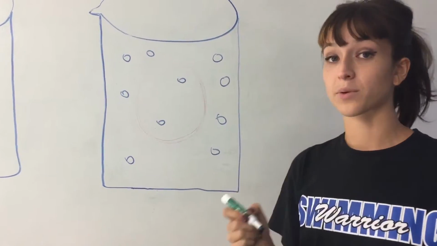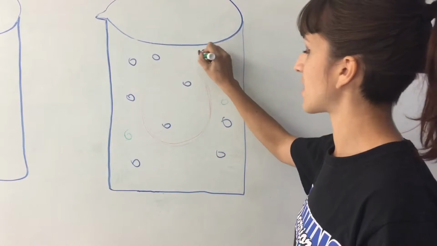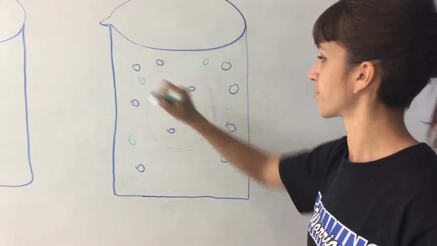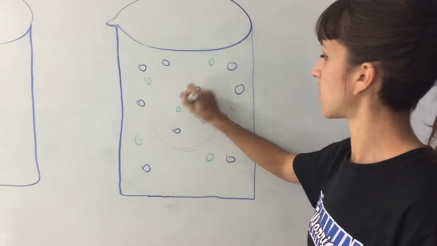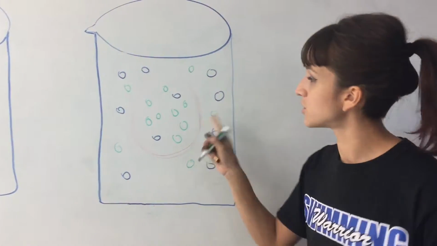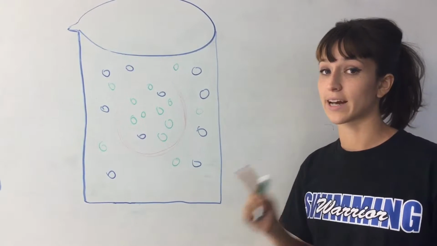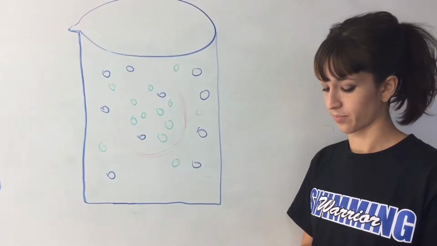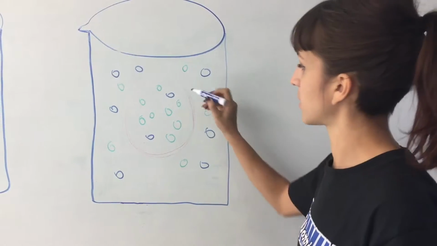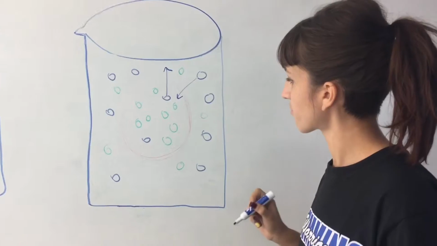And represented in green, we're going to have solutes. This could be anything like salt, sugar. There's a lot of it inside of the cell. So due to the cell wall being semi-permeable, it'll only allow water to go in and out of it and not the solutes. So we have water going in and water going out.